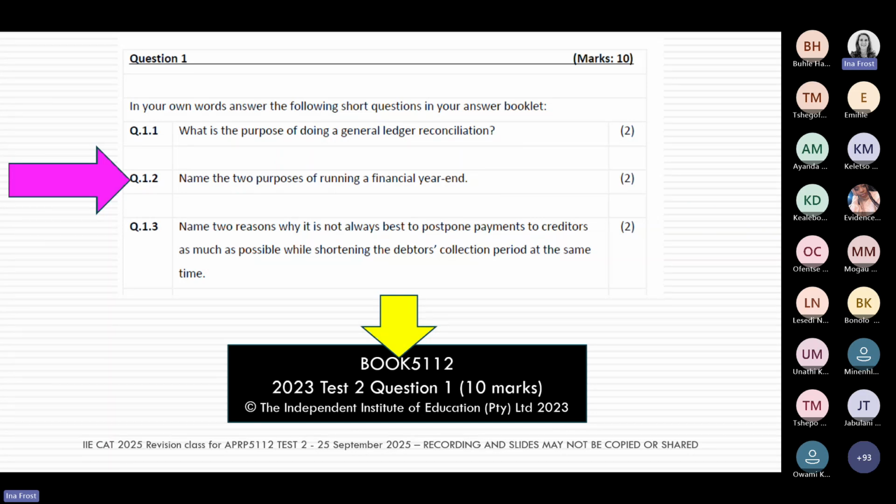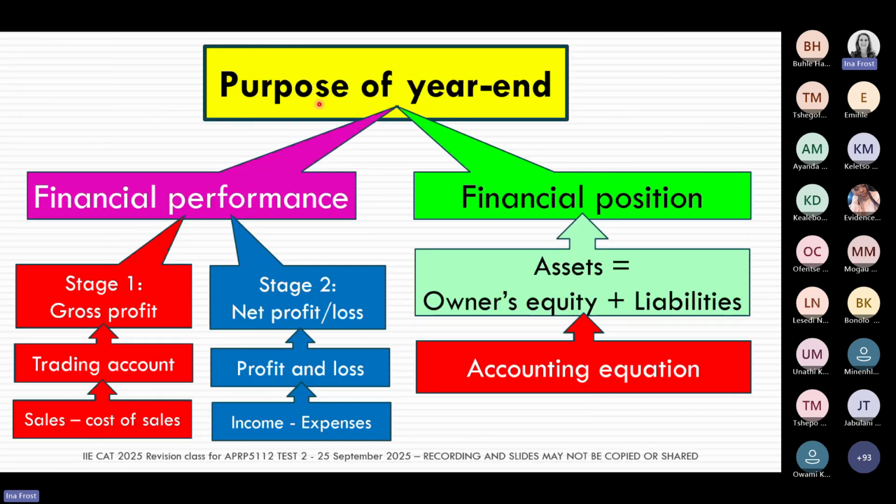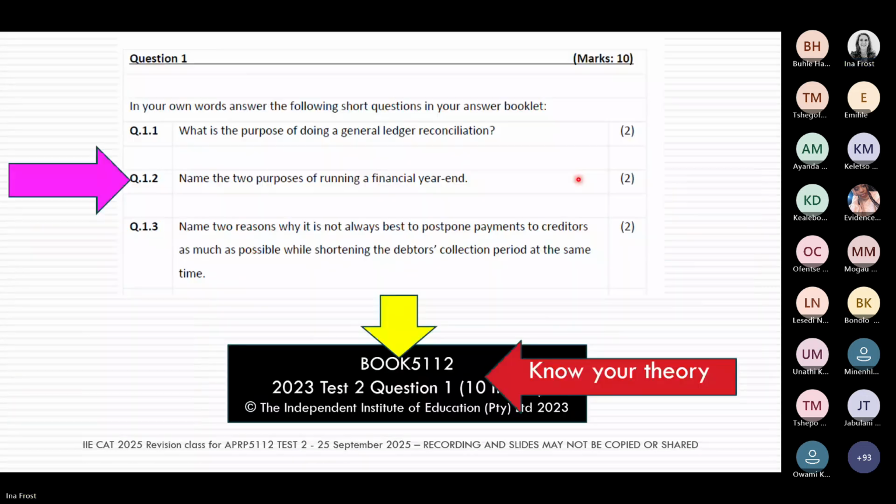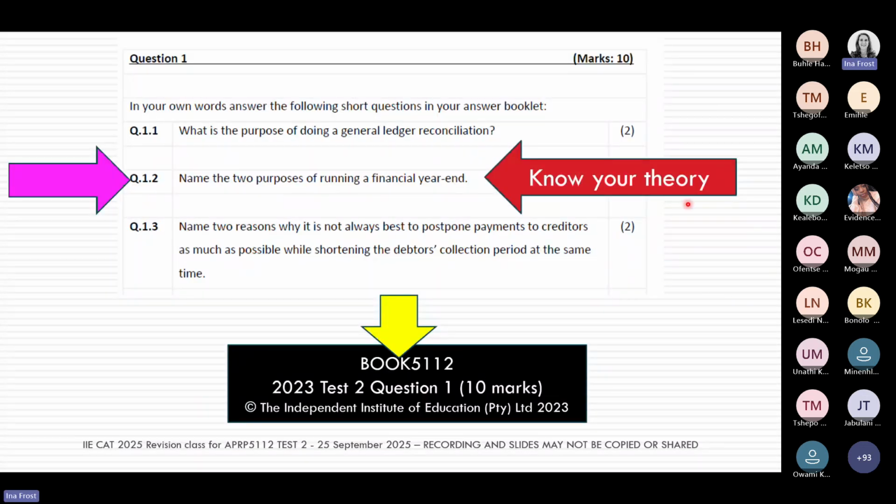So essentially, we asked them to write about financial performance and financial position. This is in your textbook. It's not anything new that I'm covering here. This is on pages 91 and 92 of your textbook. Everything on my slide on the screen now, you can find on page 92 in your textbook. So yes, you're going to know your theory.